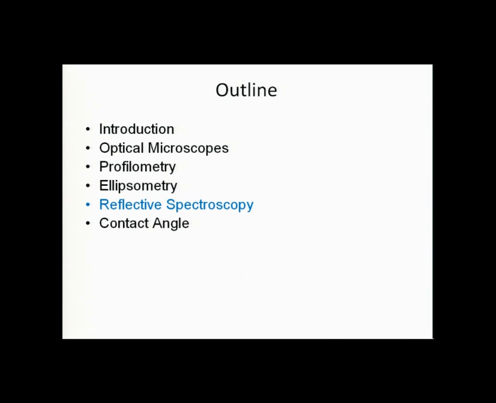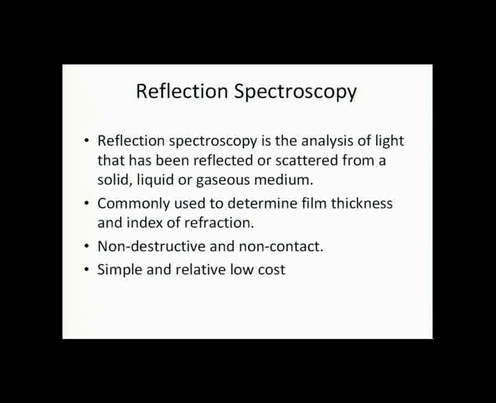Okay, up next for our characterization tool is reflective spectroscopy. Reflection spectroscopy, or reflective spectroscopy, is the analysis of light that has been reflected or scattered from a solid, liquid, or gaseous medium. It's commonly used to determine film thickness and/or index of refraction, much like an ellipsometer.